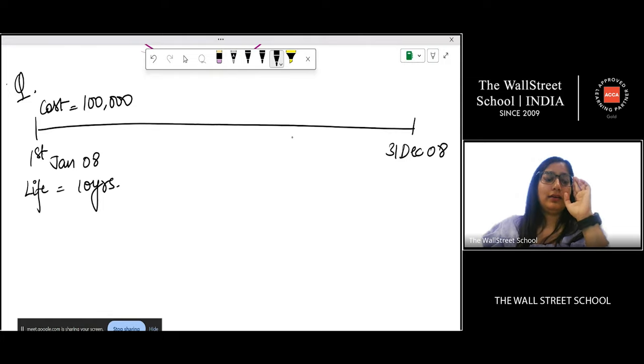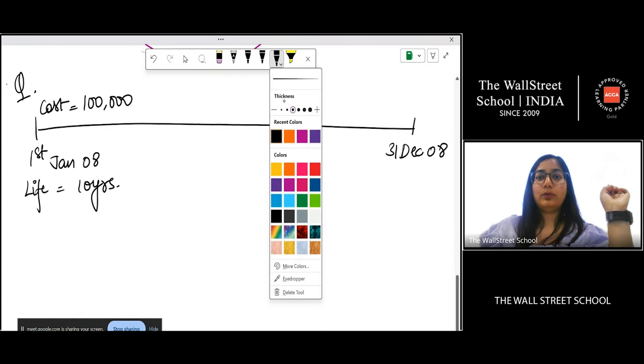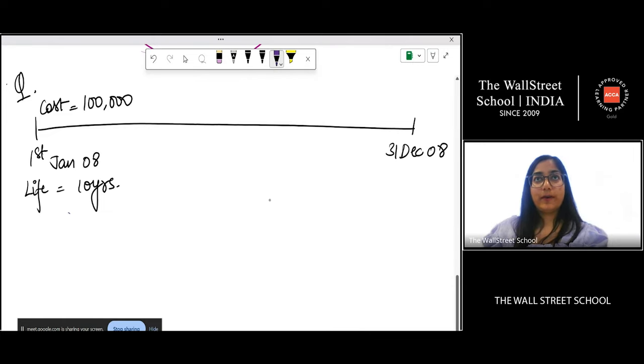Okay, so let's say, you can actually note it down once I've written down everything. So let's take an example over here that the cost of the asset is 100,000 and the life is 10 years. So if no method is given in the question, then it is straight line method. And if no residual value or scrap value is given, it is zero.